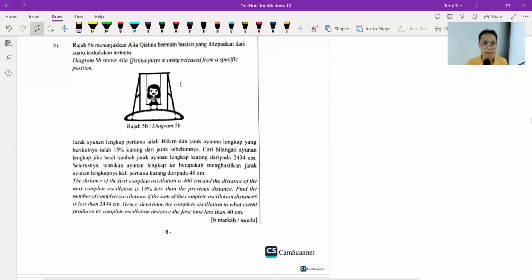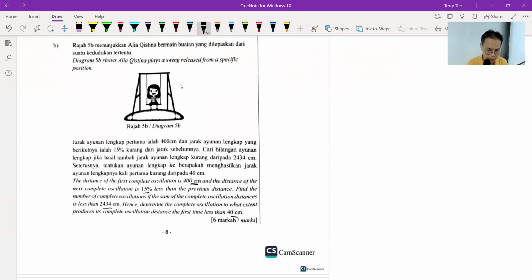Let's look at part B. Diagram 5 shows Alia Christina plays a swing released from a specific position. The distance for the first complete oscillation is 400 cm. The distance of the next oscillation is 15% less than the previous one. Find the number of complete oscillations if the sum is less than 2434. Hence, determine the complete oscillation at which it first produces a distance of less than 40 cm.